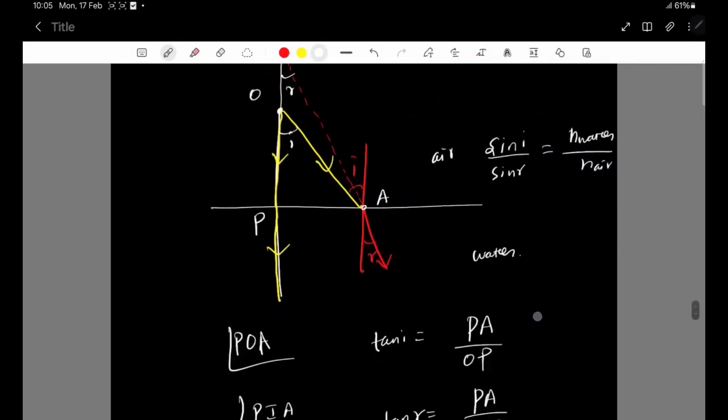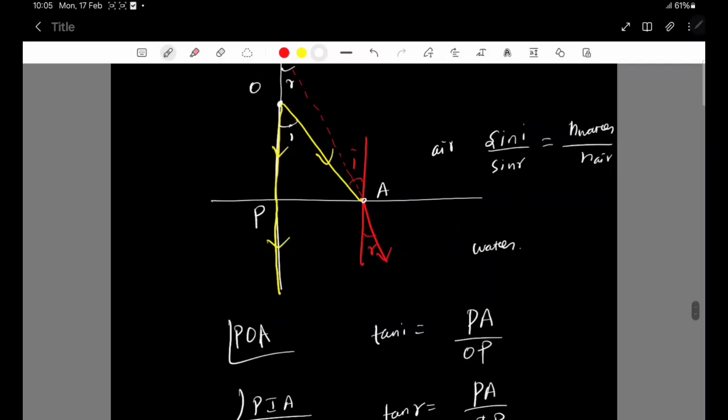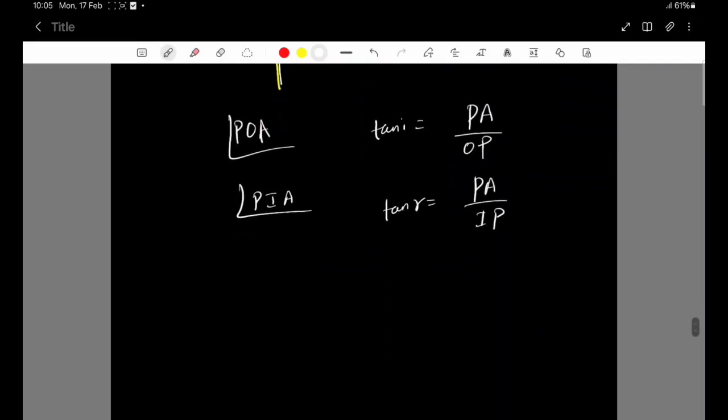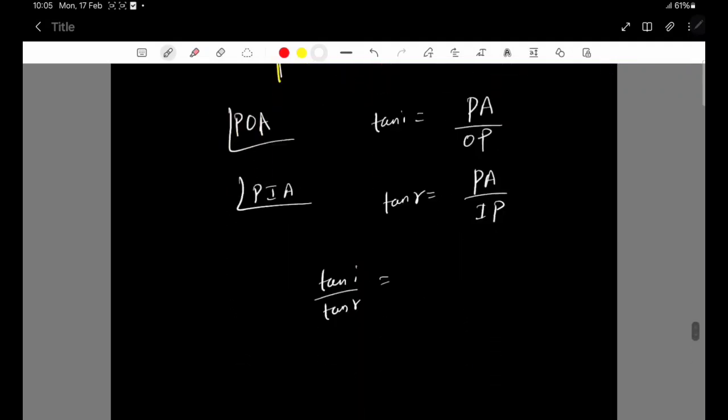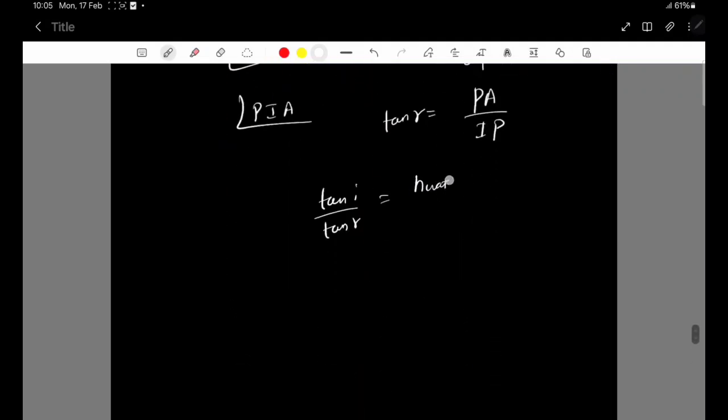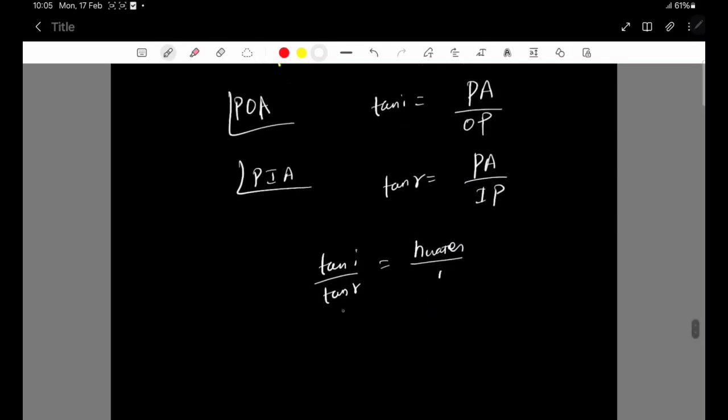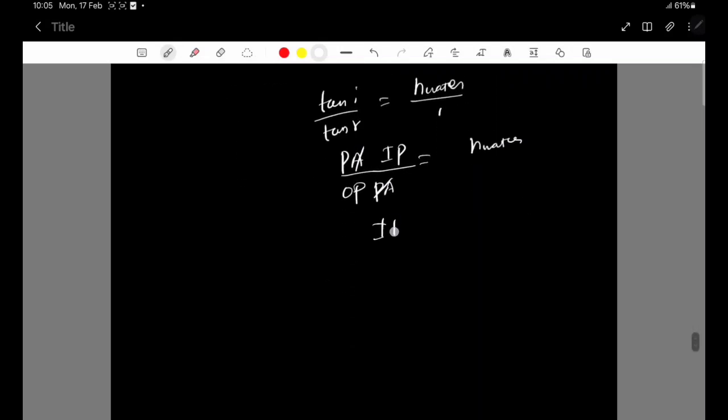For a small angle, I can replace the sin angles with the tan angles. So sin I by sin R can be replaced with tan I by tan R, which is equal to N water by N air. N air is 1. So tan I by tan R can be replaced with these quantities. I will be getting PA by OP divided by PA by IP, which is equal to N water. The PA will get cancelled off. I got IP by OP equal to N water.